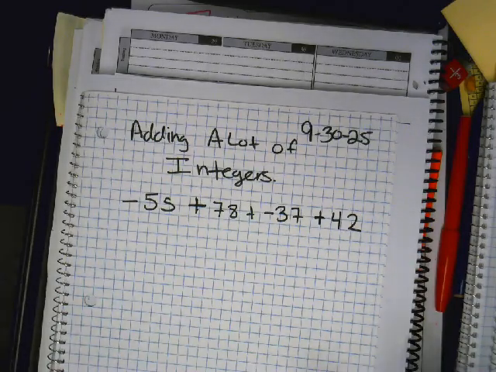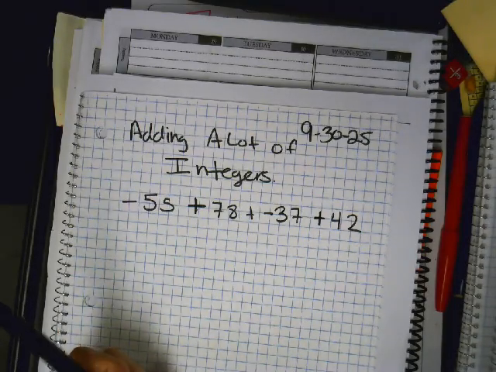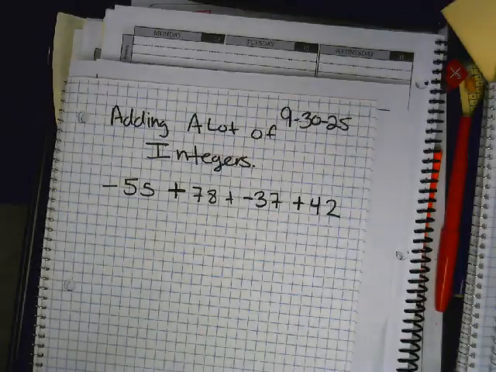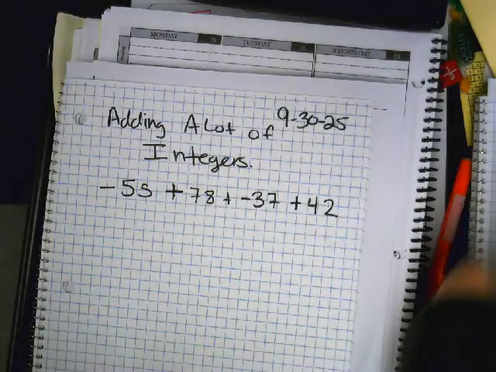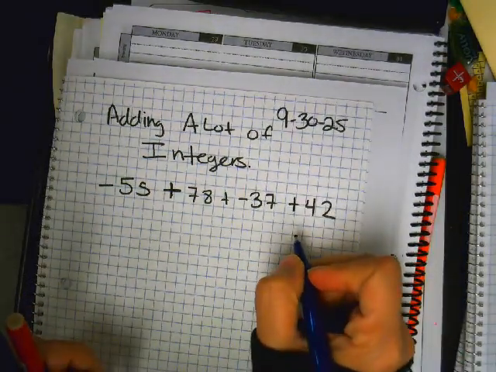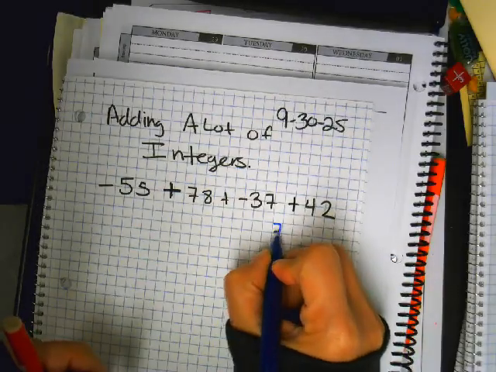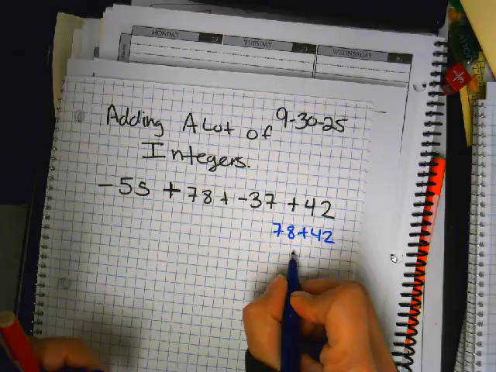Add all the numbers that are the same and then add them. Yeah, so I would add the ones that are the same signs. So which two numbers would I add first? 42 and what? 78. All right, what's that? 120?